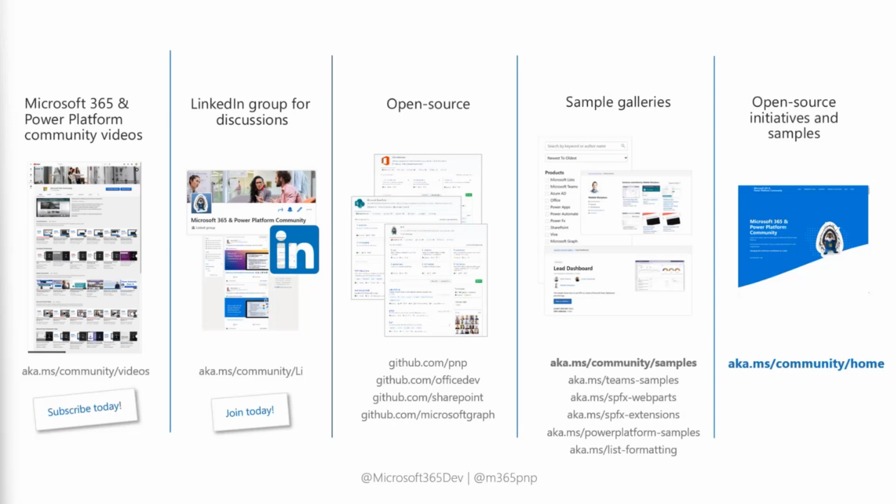We have some sample galleries, and you can get all the sample galleries in one place by going to aka.ms/community/sample. And then we have all our open source initiatives and samples in one place. You can go to aka.ms/community/home to find out what's going on.